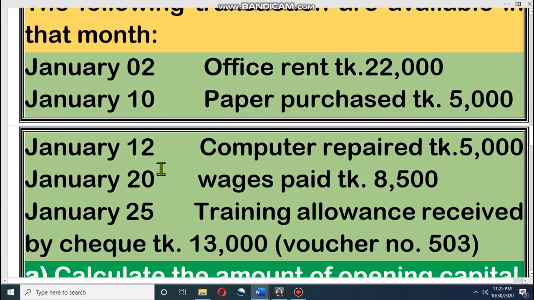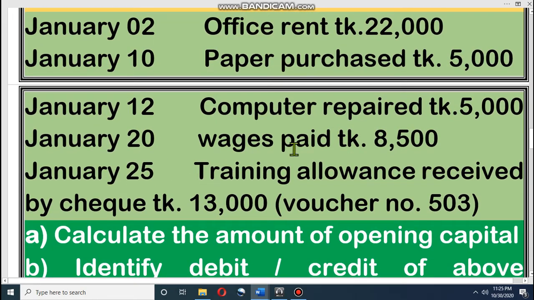Then next transaction, wages paid. Again same reason, wages debit, cash credit. Wages is an expense account. If expense increases, debit, and cash decreases, that's why cash is credit.